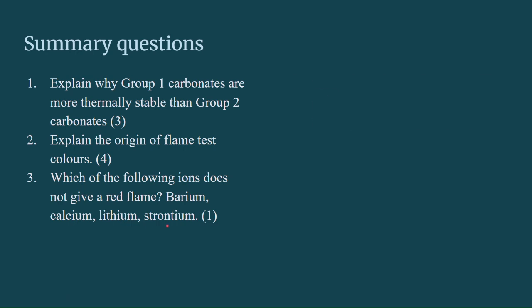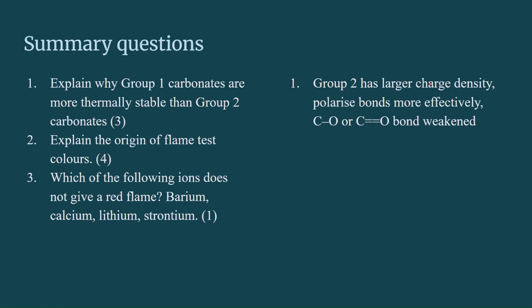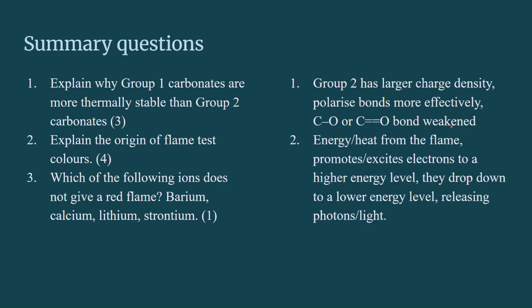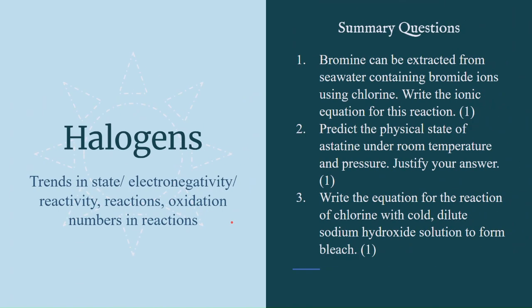3, 2, 1. 1. Group 2 has a larger charge density in general, and it polarizes bonds more effectively, therefore the CO bond will be weakened. 2. Energy/heat from the flame promotes/excites electrons to a higher energy level. They then drop down to a lower energy level, releasing photons/light. 3, barium, does not give a red flame. That's a green flame if I remember correctly.